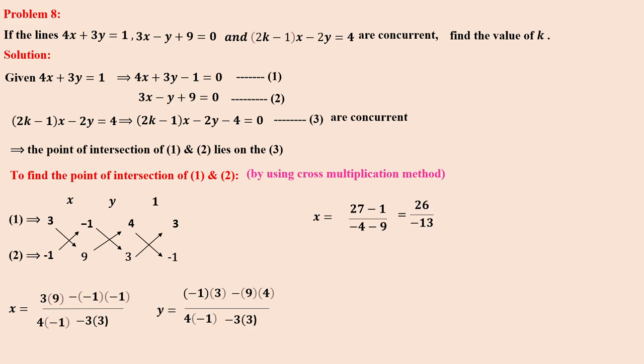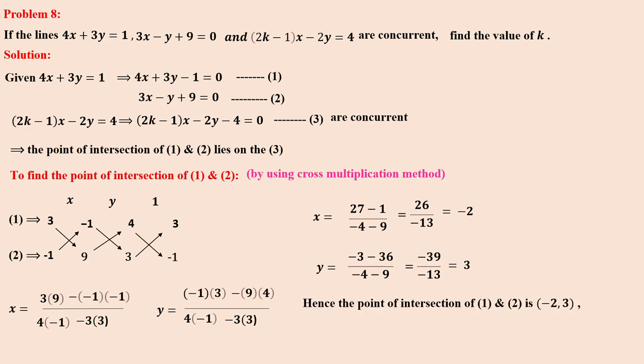Which is equal to 26 by minus 13, that is equal to minus 2, that is the x value. Now the y value, which is equal to minus 3, 9 into 4 minus 36, minus 4 minus 9, that is minus 39 by 13, which is equal to plus 3. So x value minus 2, y value 3. This is the point of intersection of the lines 1 and 2, right?